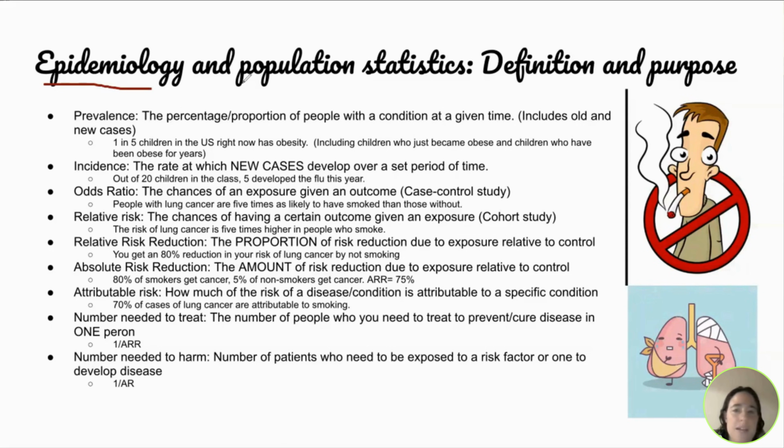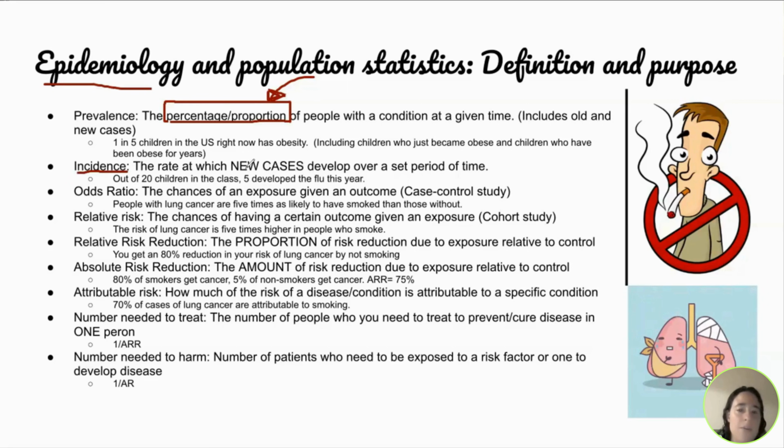So then we'll talk about epidemiology of population statistics. This is basically how common diseases are and then how risk factors relate to diseases. So prevalence is just the percentage or the proportion of people with a condition at a given time. So this is like right now, how many children are obese? 1 out of 5 kids in the US are obese. It does not matter when those kids became obese. It doesn't matter if they've been obese for 15 years. It doesn't matter if they became obese yesterday. It just matters out of all of the children that exist in the United States, if I break them up 1, 2, 3, 4, 5, every 5th child will be obese.